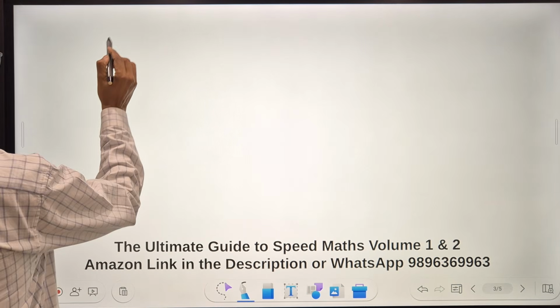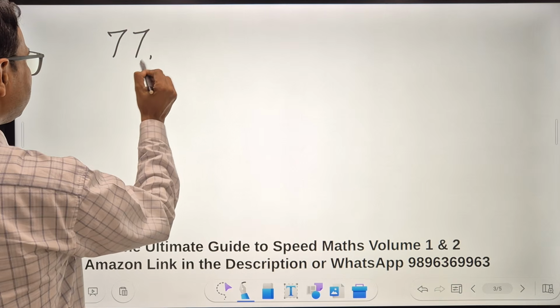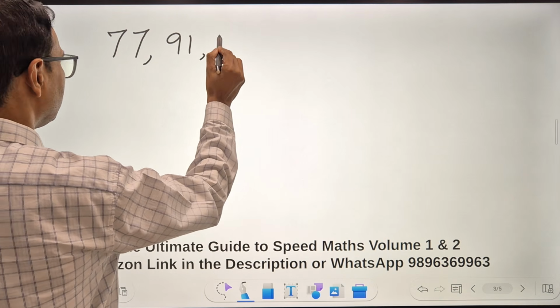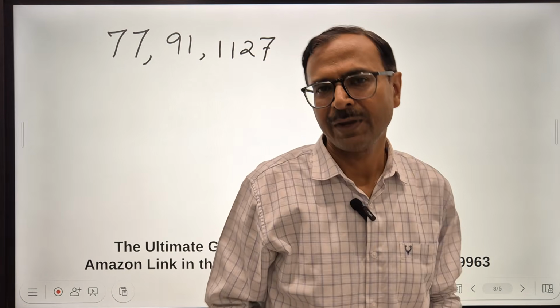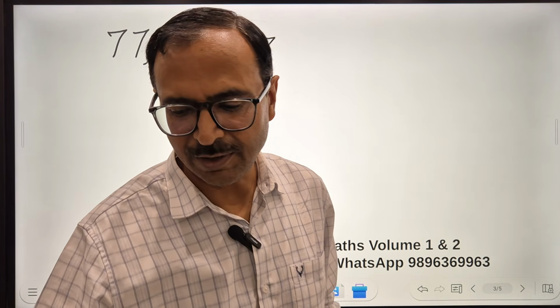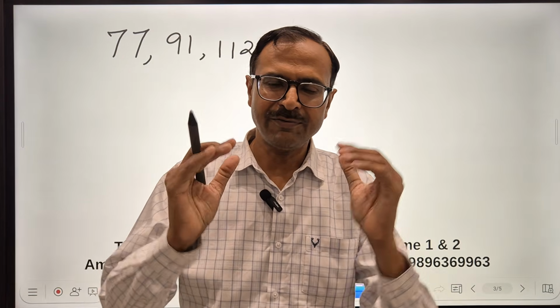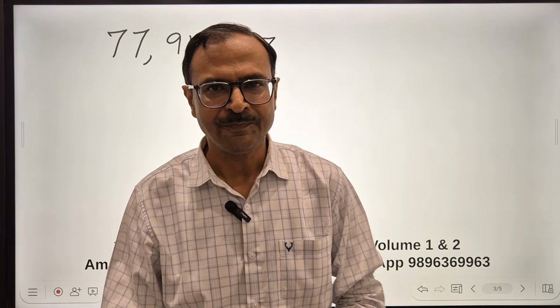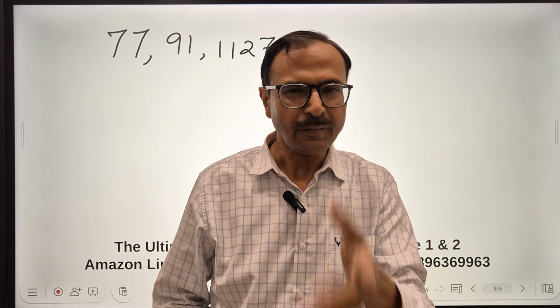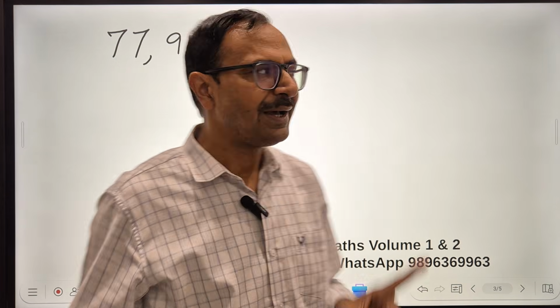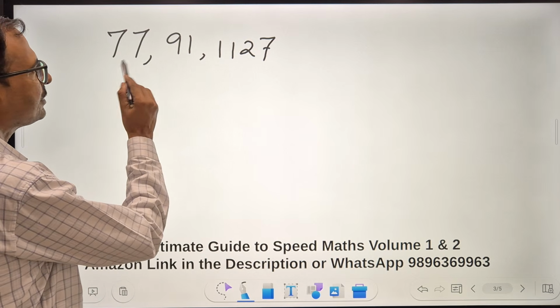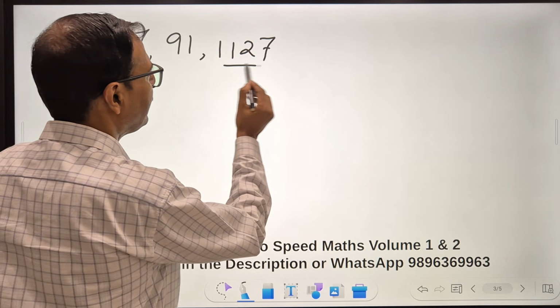Here we have a question where we have numbers like 77, 91 and 1127, and we need to find the highest common factor. Now forget about finding the factors of these big numbers. It is difficult for everybody, even for me. 4-digit, 5-digit number prime factorization is always tricky. So what am I going to do? I am going to try to find the difference between the pairs of numbers. Like these two numbers are very close together. This is like very big.